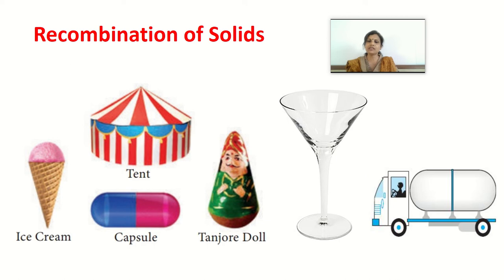At the same time, if you see a tent, it is a cone at the top and a cylinder at the bottom. Then a capsule: at the center it's a cylinder and towards the two ends it is a hemisphere. Then a dancing doll: at the top it is a cone, at the bottom it is a hemisphere. Then you can see this glass which is conical at the top, at the center it is a cylinder and at the bottom it is a circular shape.